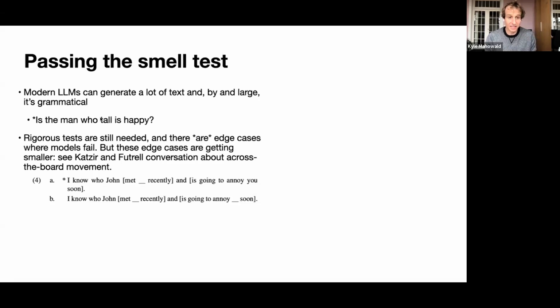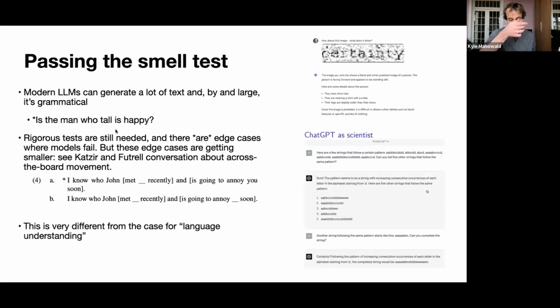There are rigorous tests. When Roni and Richard were talking about across the board movement, you can get into cases like I know who John met recently and is going to annoy you soon, which are quite subtle. I could even imagine some prosody where maybe this one could be made to work. And models might get tripped up there and diverge from human judgments. But I think it's striking that we've been pushed into these cases which are really very sensitive, as opposed to easier cases.